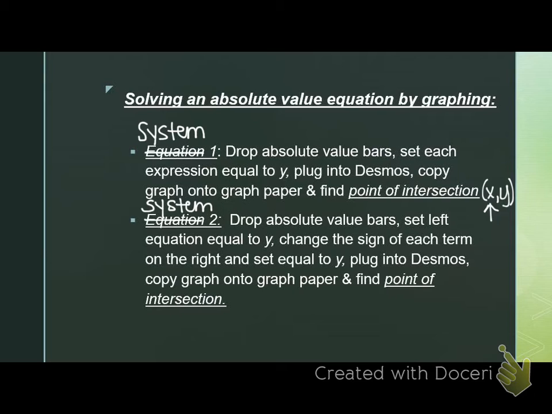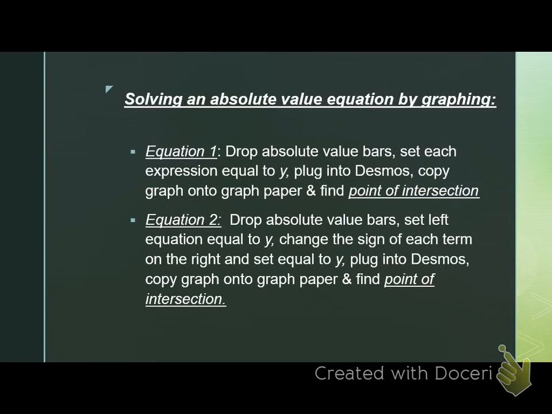Now, system 2. System 2, remember each system has two equations. For system 2, we're going to drop the absolute value bars. We're going to set the left equation equal to y. So we're not doing anything different. We're going to change the sign of each term on the right and set that equal to y. Plug those two equations into Desmos, copy the graph on the graph paper, and find the point of intersection. Again, we're only solving for one variable, so our final answer will be that x value.